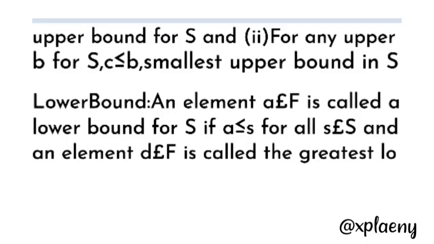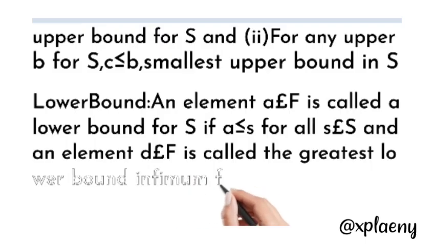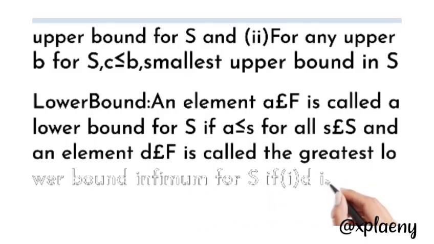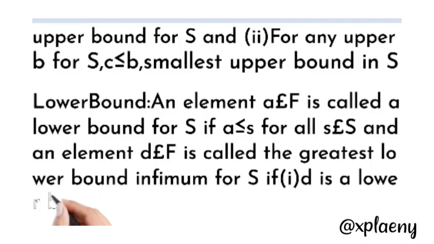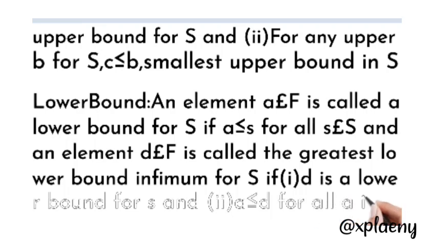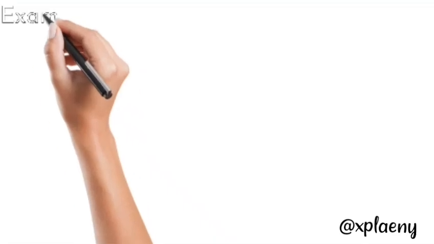An example will be treated for more understanding. An element D in F is also called the greatest lower bound, which is considered an infimum too. When we talk about infimum, we refer to it as the greatest lower bound for S, if D is a lower bound in itself, it is a lower bound for S. And in the second condition, our element A, which is a lower bound, must be less than. Let's look at examples on this.